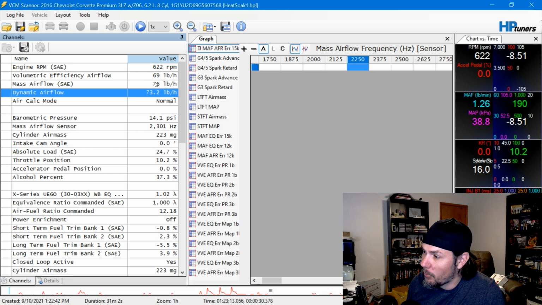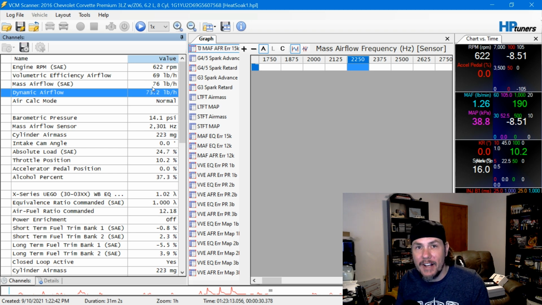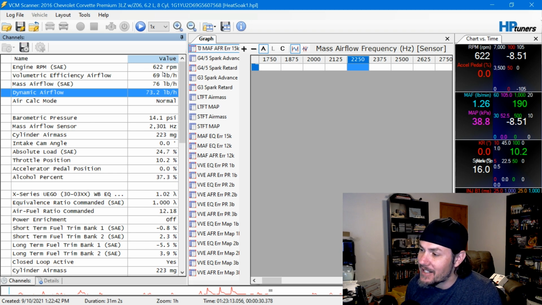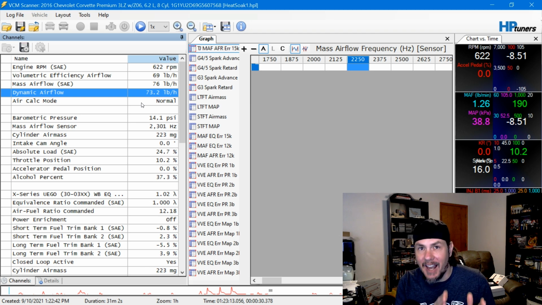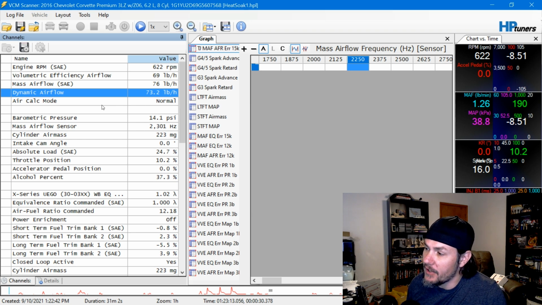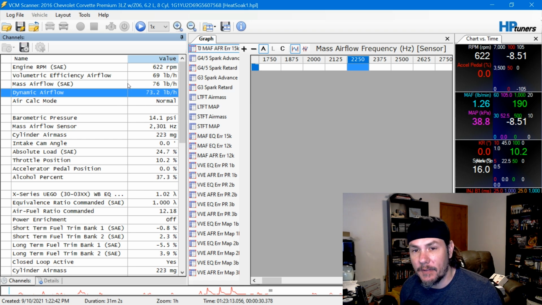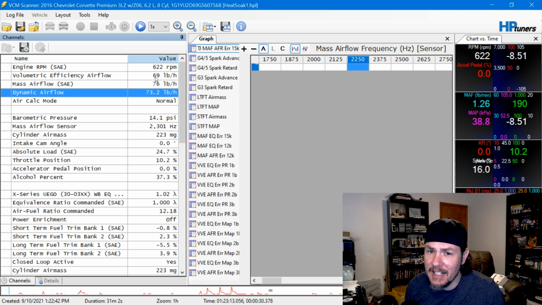Just like right here where we're showing 76 pounds per hour being registered on the mass airflow sensor, we're only showing 69 on volumetric efficiency. And because of the dynamic blending between the modes, it is outputting 73. So it's falling down in the middle. Now there's different weights that are applied to the different air calculation modes throughout the load range, RPM range, and things like that. So whenever we're in normal, we're still utilizing mass airflow, but we may be taking into account a little bit more of the volumetric efficiency airflow, specifically in transient situations.